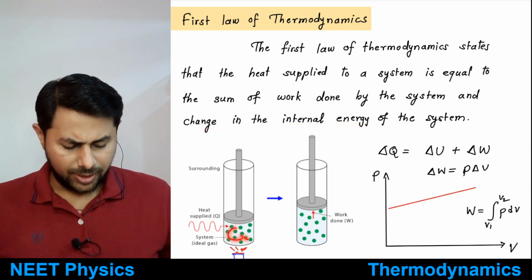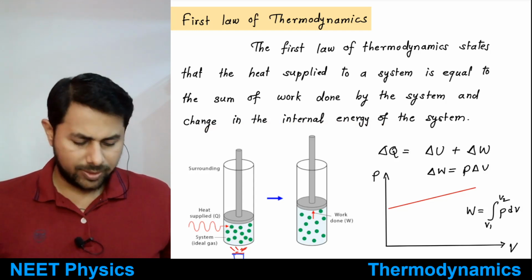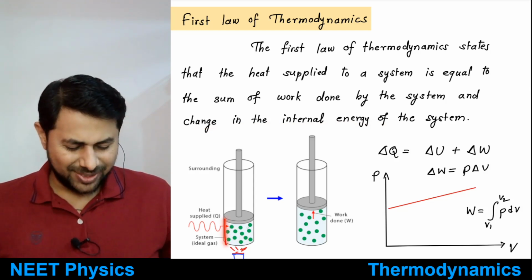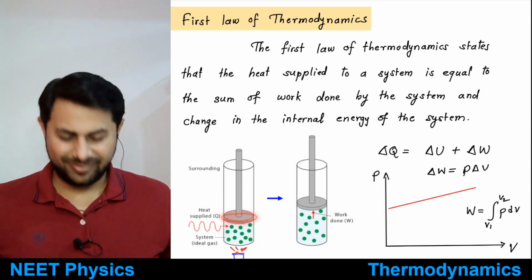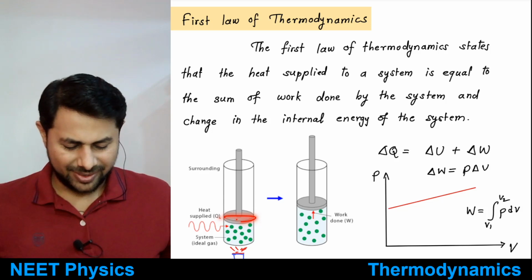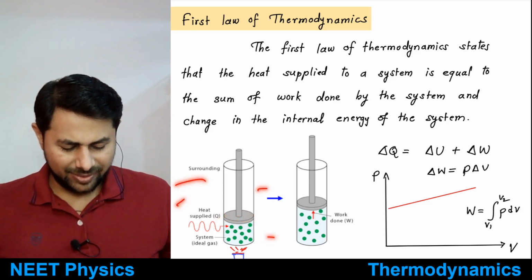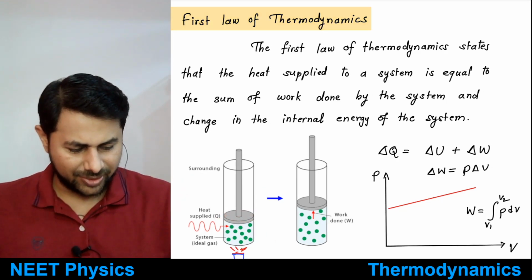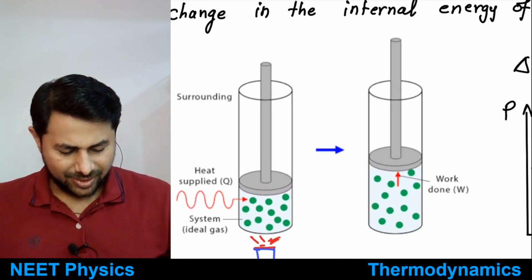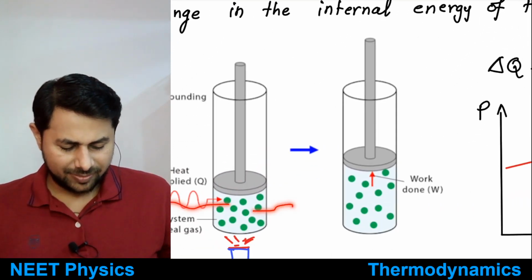Our system would be simple. Suppose there is some gas in this container and there is this piston. This is the surrounding, and now you are supplying some heat.